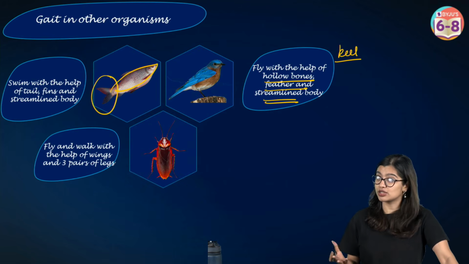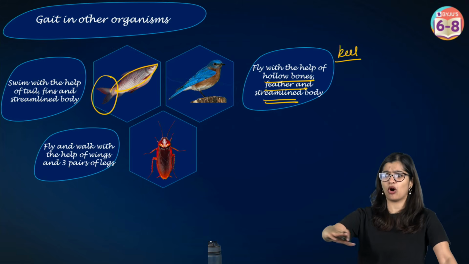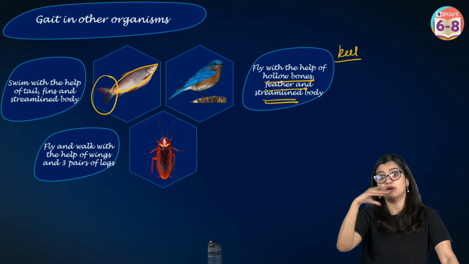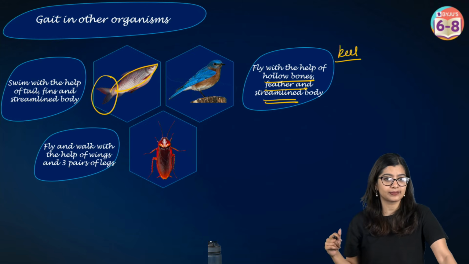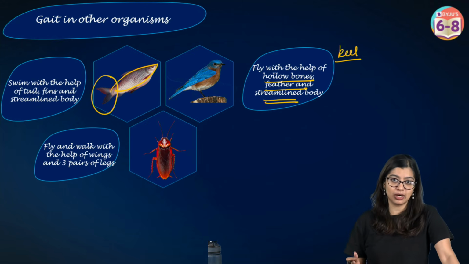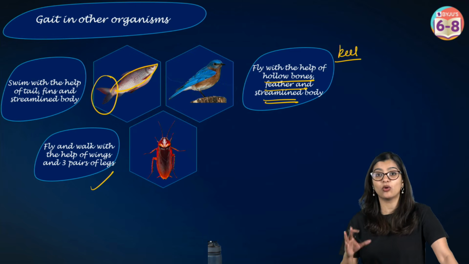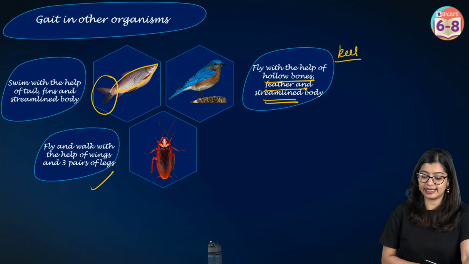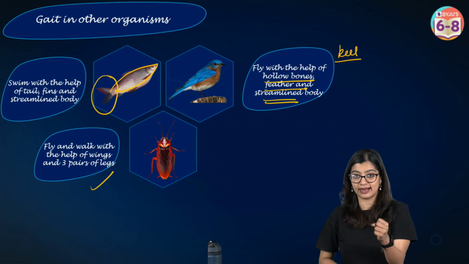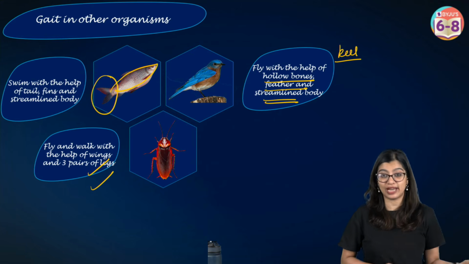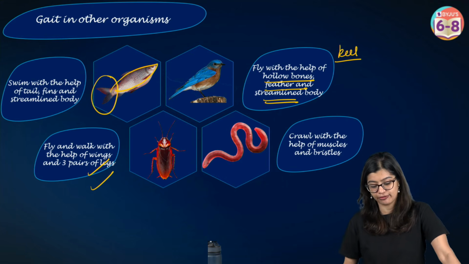Now we have cockroaches, which are insects that can not only walk on the ground, they're able to climb upwards, let's say on a wall, and they're able to fly. Now unlike the fishes and the birds which have bones in them, these guys do not have that. They don't have any bones. But rather they have muscles that help them walk. And of course, they also have 3 pairs of legs and wings that help them fly.